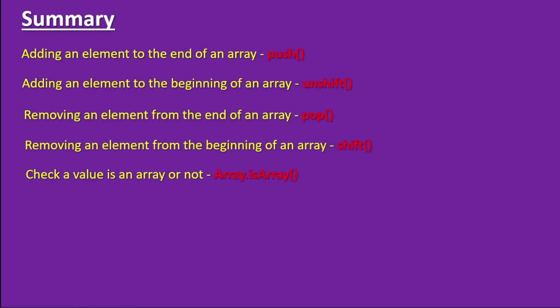Then we saw this method array.isArray. It will check whether the created value is an array or not. If it is an array, it will return true. If it is not an array, it will return false. Then we checked how to access the index value of an element which we inserted into the array by using the indexOf method, in which we pass a value, then it will return the particular index where it is stored.